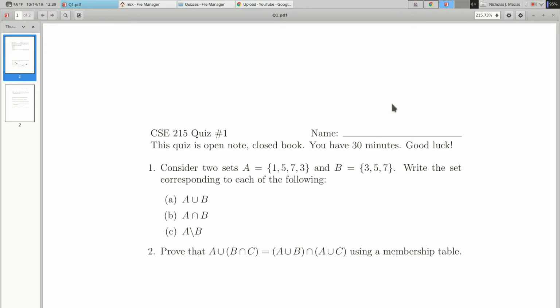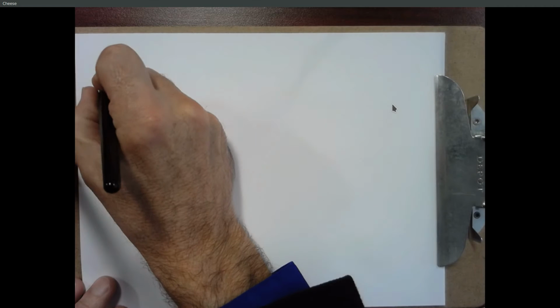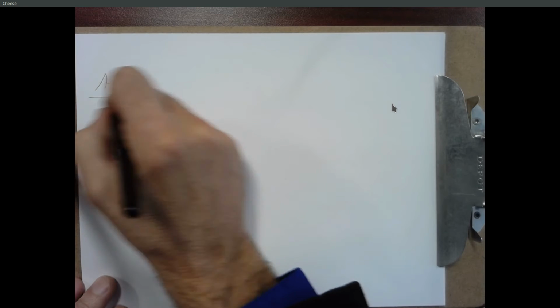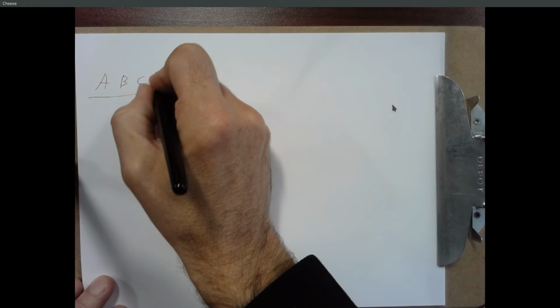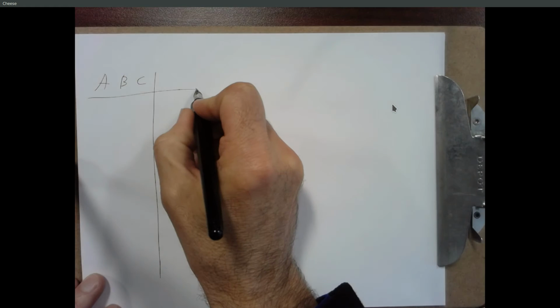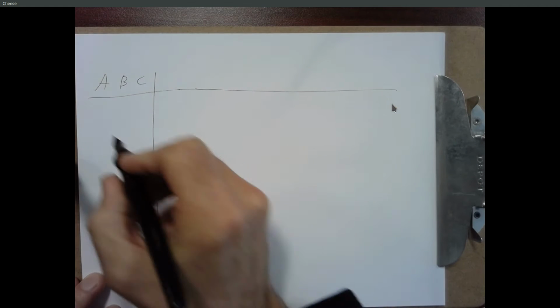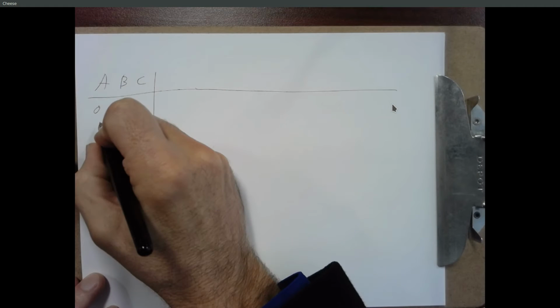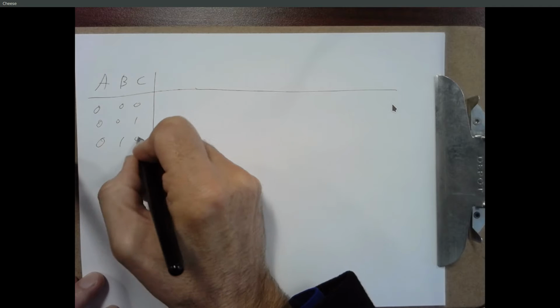So question 2, proving using a membership table. So membership table is different from a Venn diagram, and it's different from showing this for a particular case. So membership tables are basically truth tables. So we have 3 sets involved, A, B, and C. And everything can be either not a member or a member of each set.